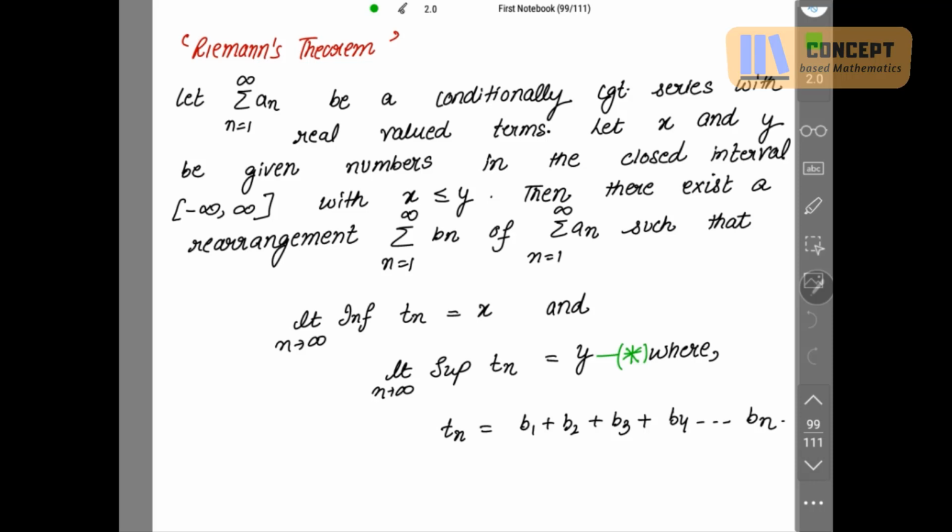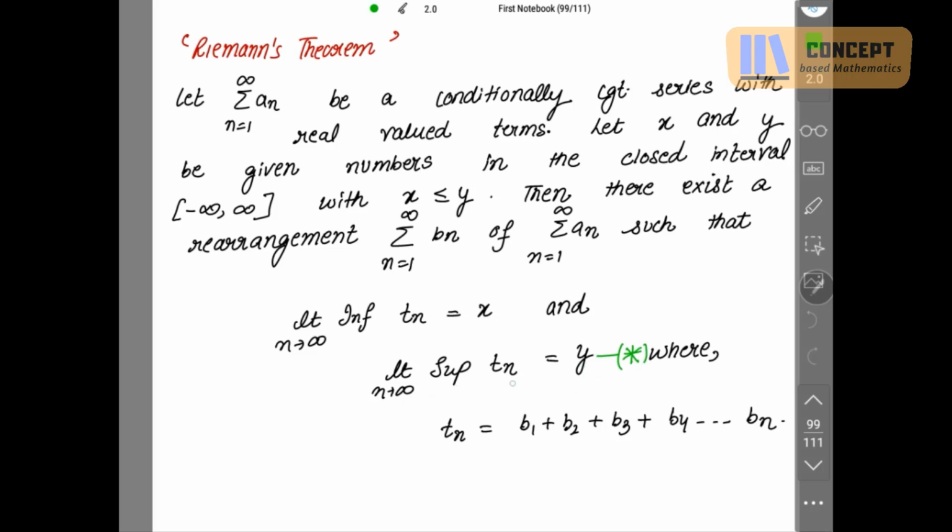Let summation an, where n goes from 1 to infinity, be a conditionally convergent series with real valued terms. Let x and y be given real numbers in the closed interval minus infinity to infinity with x less than or equal to y. Then there exists a rearrangement summation bn, n going from 1 to infinity, of this summation an, such that the limit infimum of Tn as n goes to infinity comes out to be x, and the limit supremum of Tn as n tends to infinity comes out to be y.